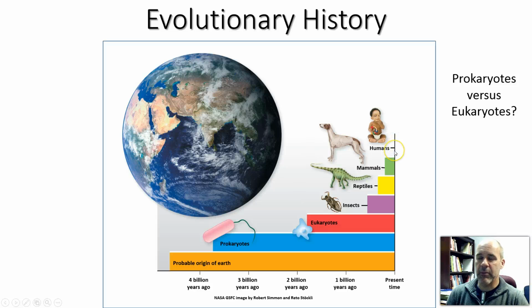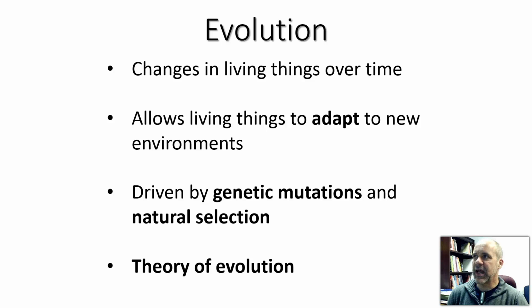Notice we don't even get a colored bar on the diagram. We really have not been here all that long. Modern humans, just a few tens of thousands of years on the planet Earth. This is giving you an overview. And again, in a biology class you always talk about evolution. What does that mean? Changes in living things that occur over time.